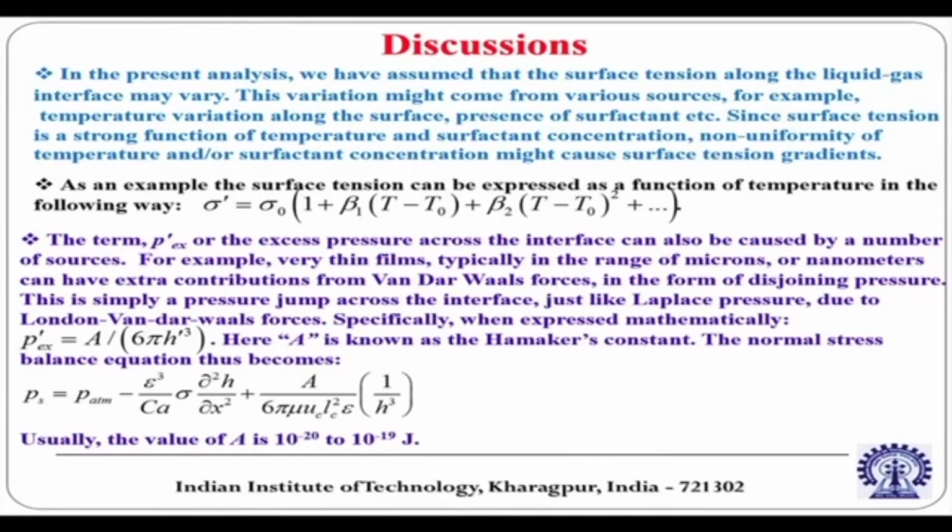Now, in this analysis we have assumed that the surface tension along the liquid gas interface may vary. Now, question is how can it vary? This variation may come from various sources. What are the sources? For example, temperature variation along the surface, presence of surfactant, etc. Since the surface tension is a strong function of temperature and surfactant concentration, non-uniformity of temperature and surfactant might cause surface tension gradients.